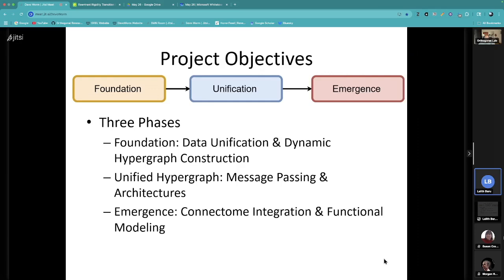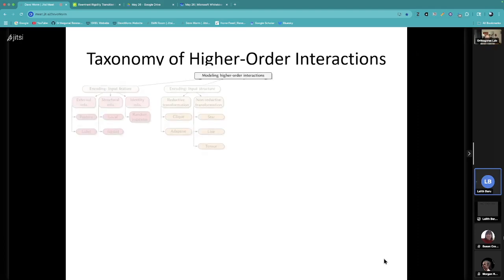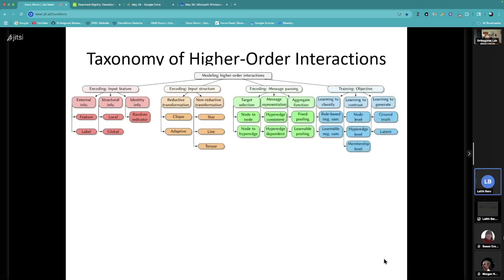So in the previous videos we saw the taxonomy, where modeling of higher order interactions can be taken in: how we take the input features, how we encode them in an input structure, and later we saw that we can use different message passing mechanisms and certain ways of learning these messages. So this is the whole taxonomy of how we're going to do it.